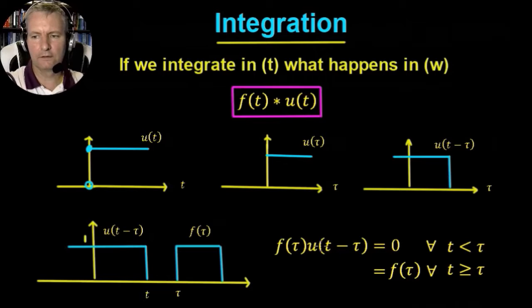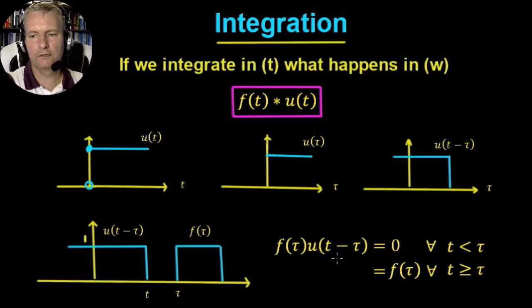Now we can see here that for the moment that's going to equal 0 for all values of t less than tau. So as long as this value t here is less than this value tau here, then this little wave here, the unit step, has not crossed over and impinged on this f of tau.